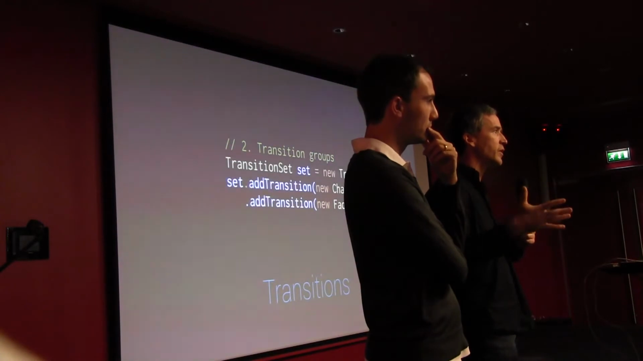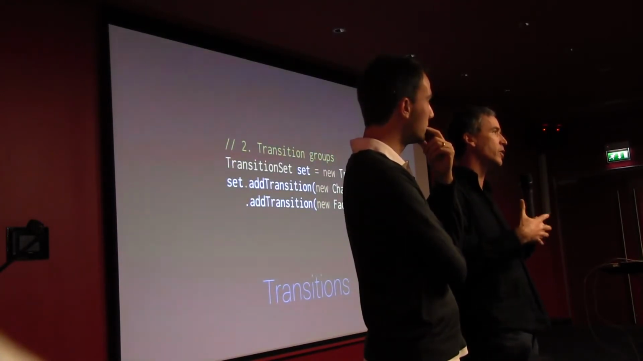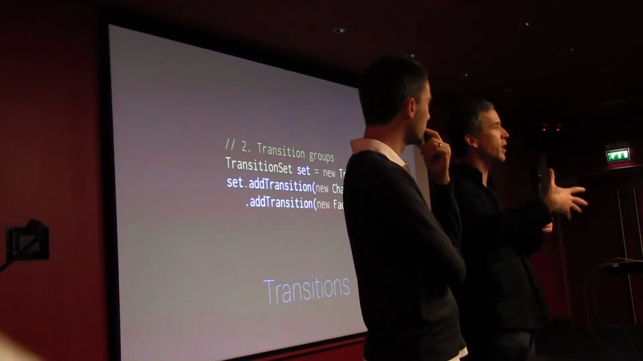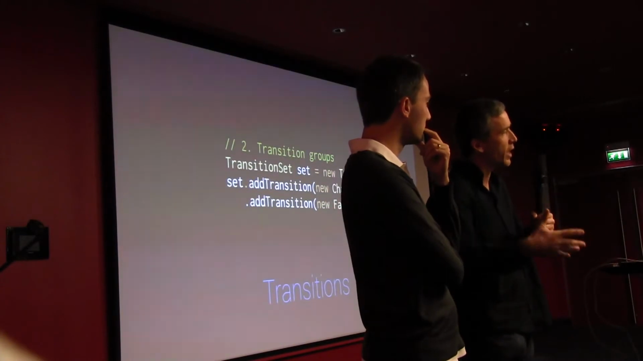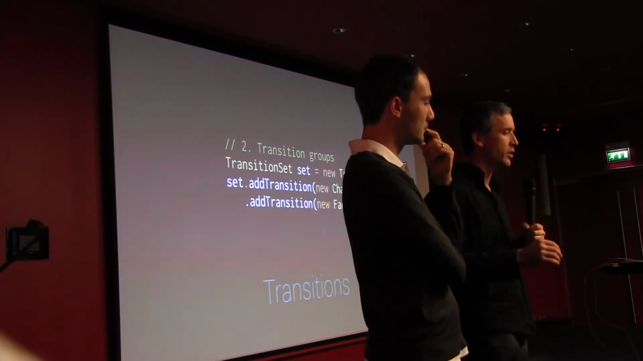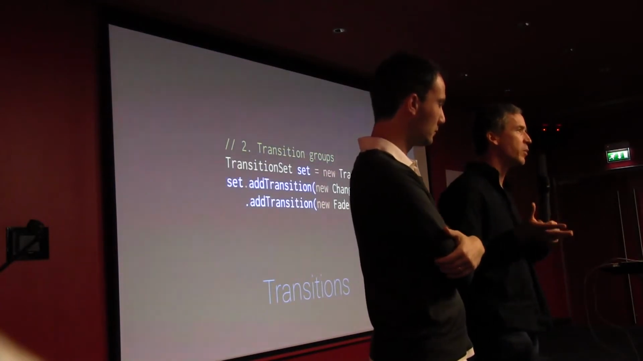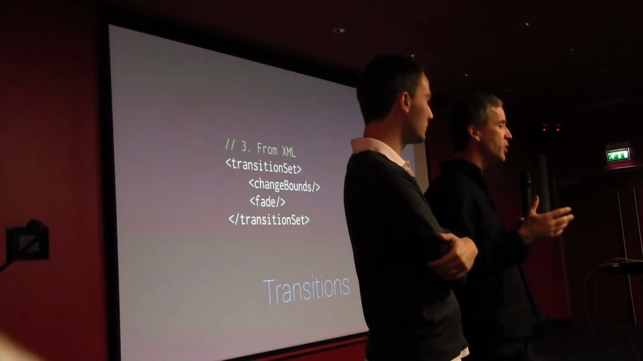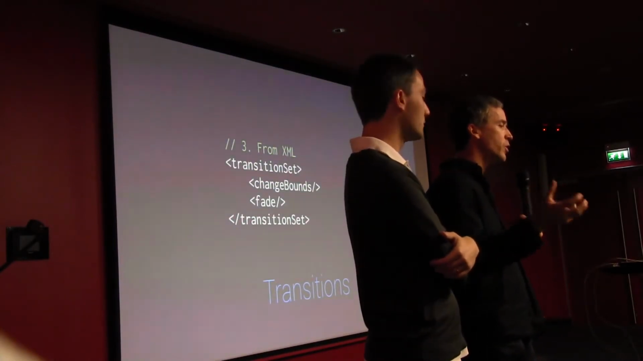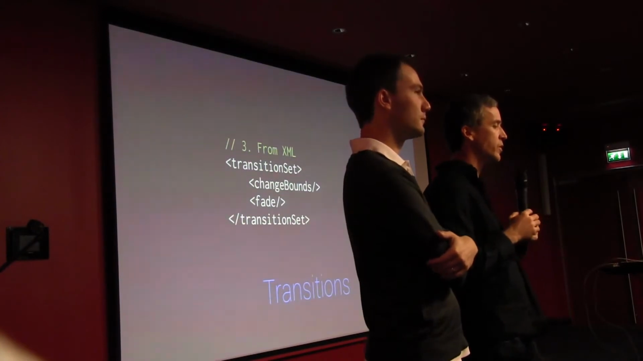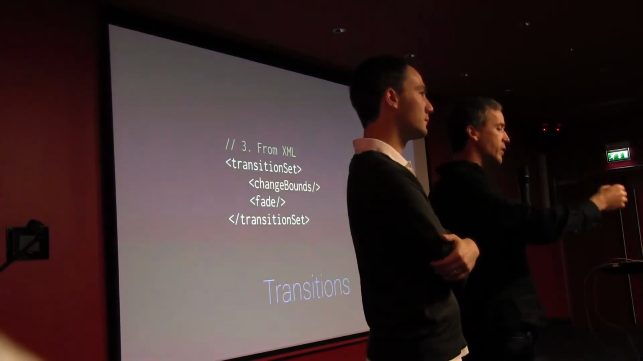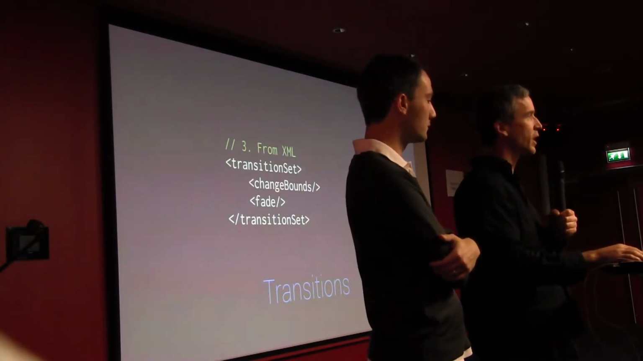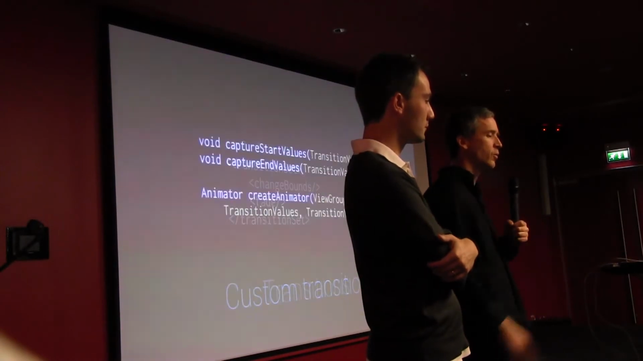You also have transition sets, so you can set up a choreography of things to happen. I want you to change the bounds of things, and then I want you to fade things out. Or I want you to change the bounds, and then I want you to run my custom animation, and in parallel with that, I want you to do these other following operations. So transition set is kind of the parallel of animation set or animator set, a way to group and nest animations. And then finally, you have the ability to create from XML. So all of these things you can create as resources instead. You can create this transition set that says I want to do a change bounds, and I want to do that in parallel with a fade. And then you can inflate that and use it in the logic in your code.